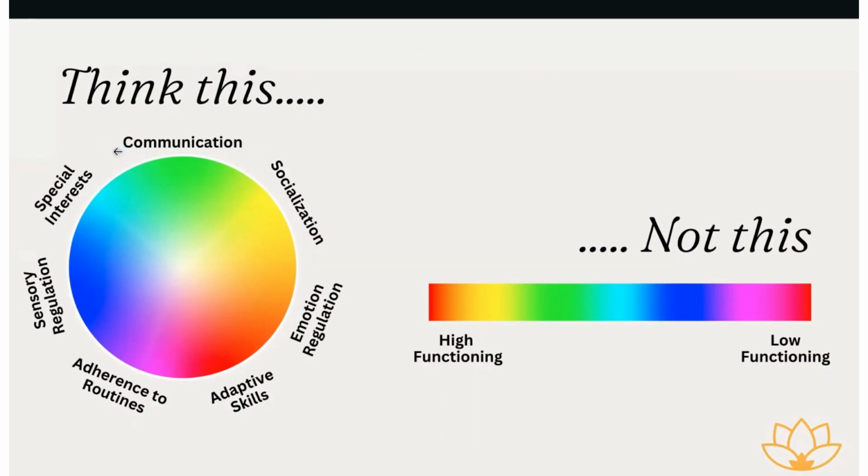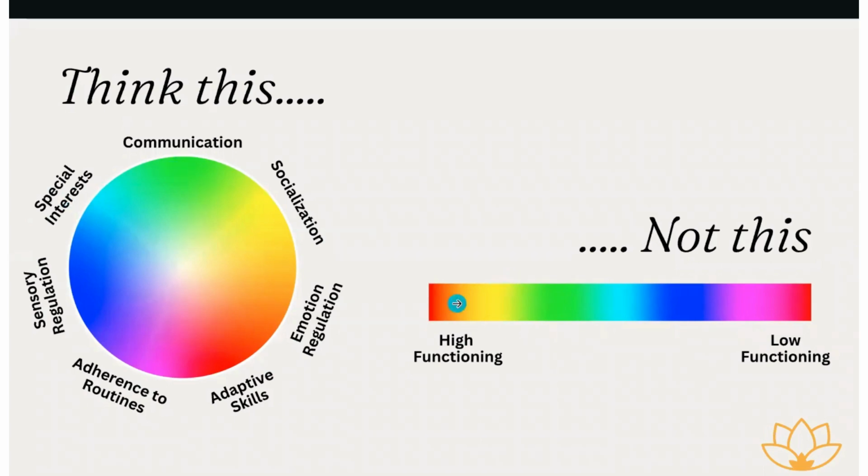Your child might have strengths or support needs that are different in each of these different domains. So maybe you have a child who has strong communication skills. They're able to clearly communicate their wants and needs, but they really struggle with emotion regulation, or they have a hard time being flexible when there's a change in routine. Maybe your child has some incredible strengths in their special interests, but struggles to communicate clearly.